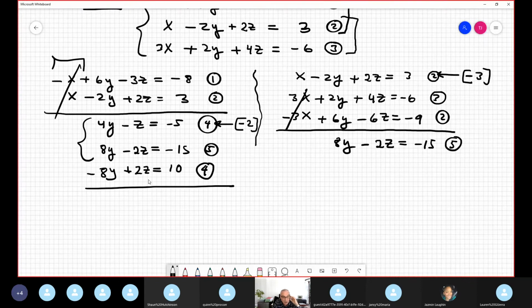Wow, but suddenly something weird happened here. This cancels out, and this cancels out. Wow, this is 0 on the left-hand side. On the right-hand side we have -5. This is a completely false statement. And when this situation happens, you immediately see there is no solution. No solution.